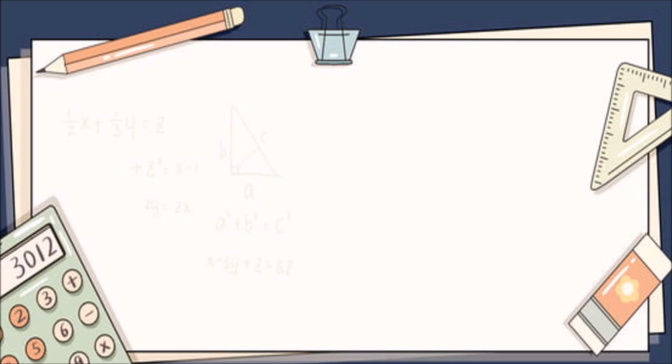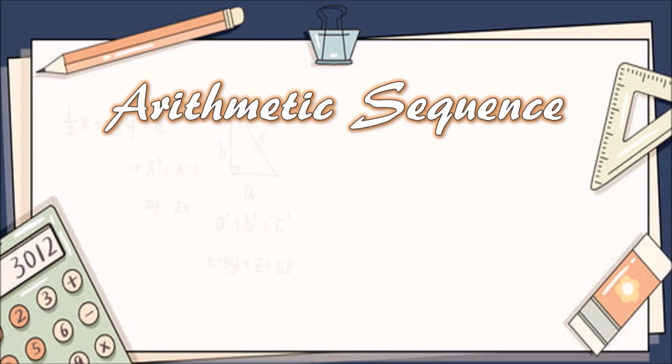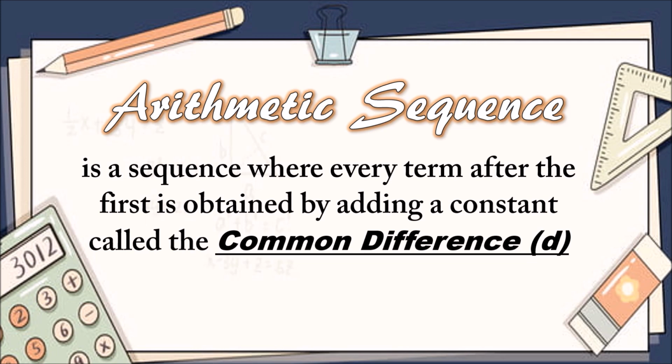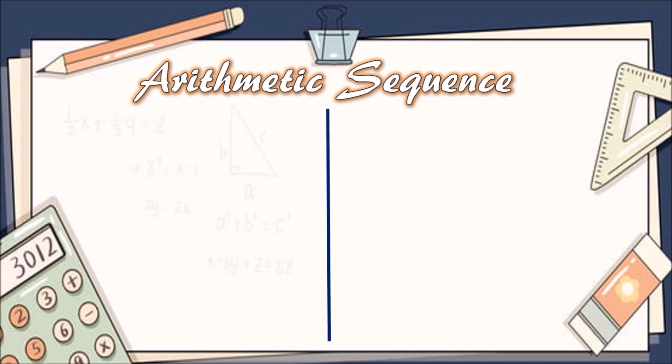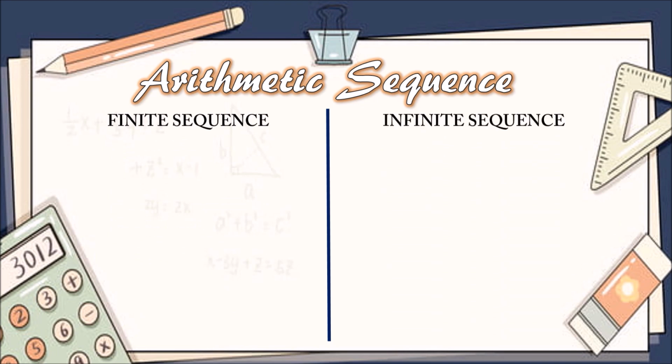Kung tapos na masagutan ng pretest, alamin naman natin ano ba ang ibig sabihin ng arithmetic sequence. Arithmetic sequence is a sequence where every term after the first is obtained by adding a constant called common difference. So, si common difference ay napaka-importante para sa ating lesson ngayon sa arithmetic sequence. Arithmetic sequence can be divided into two types. It is a finite sequence and infinite sequence.